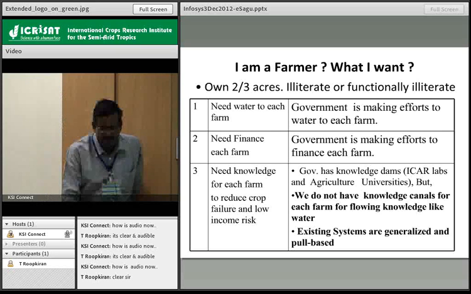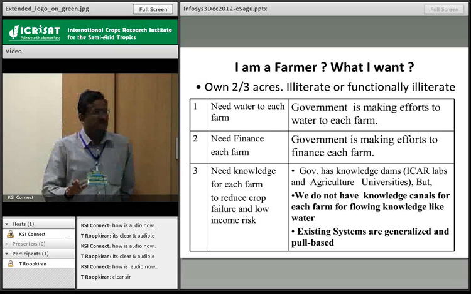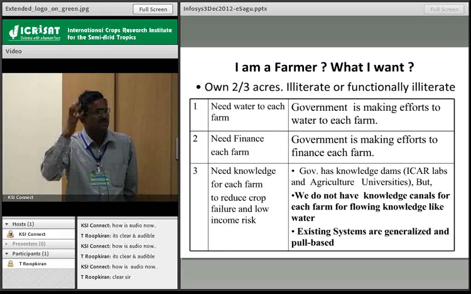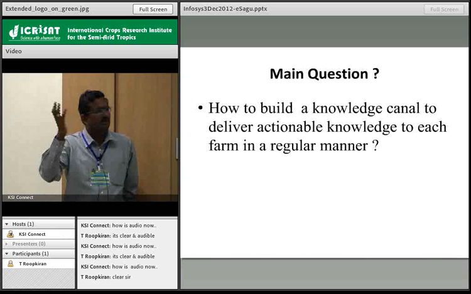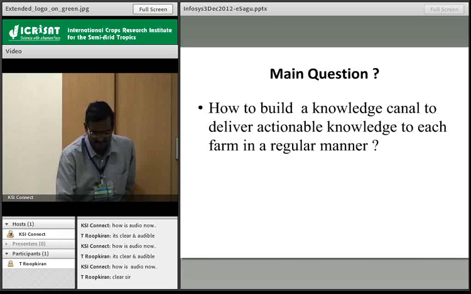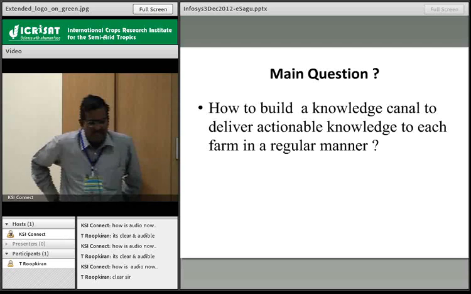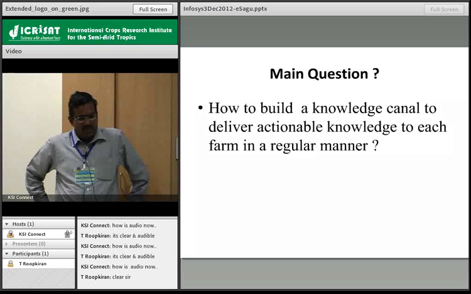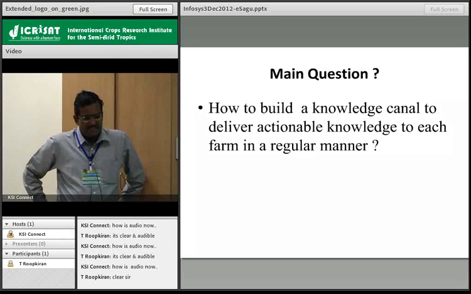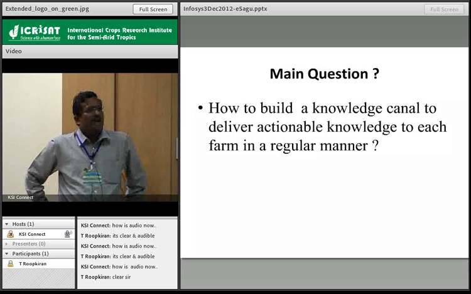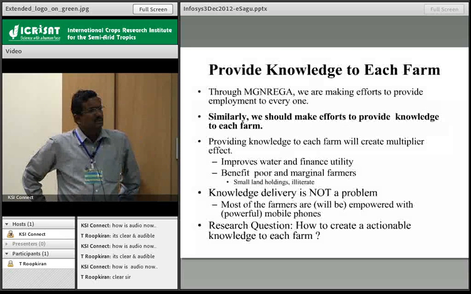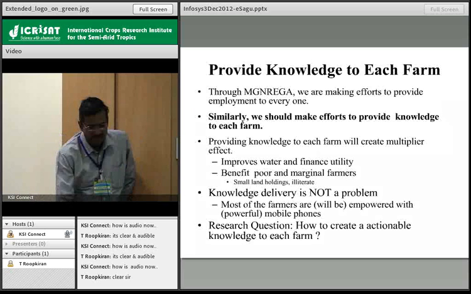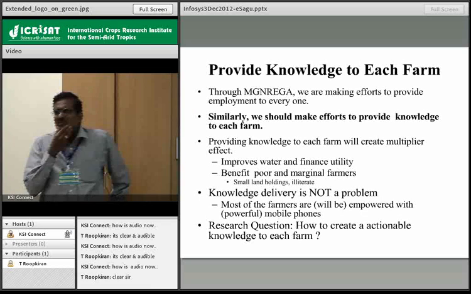So existing systems are generalized and pull based. Pull based means you assume that the farmer will pull the information. Generalized means radio based, summaries, all those things. How to build a knowledge canal to each farm, to deliver actionable knowledge to each farm in a regular manner for all Indian farmers? Are we asking too much?